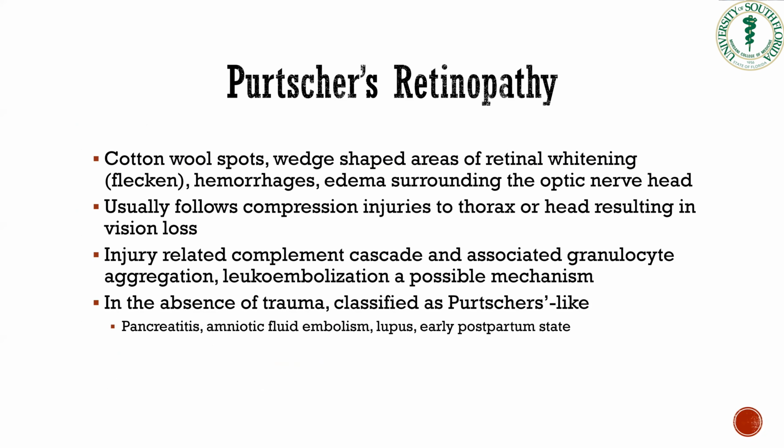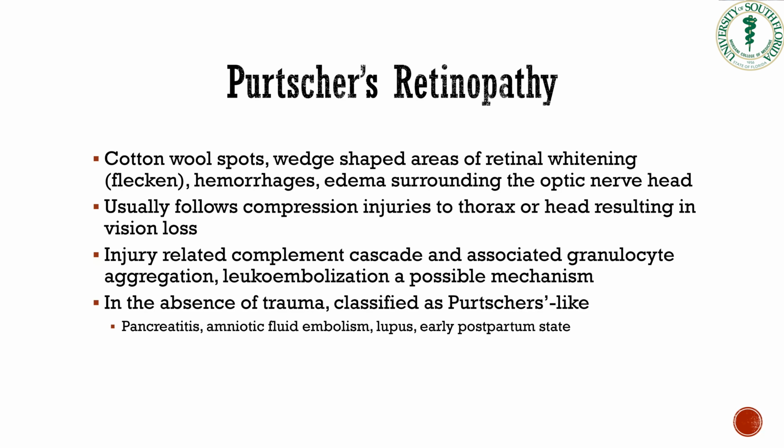So Purtscher's retinopathy, we typically see cotton wool spots, and also these flecking areas, which are wedge-shaped areas of retinal whitening at a deeper layer than the cotton wool spots. The thought is that there's non-perfusion of the radial peripapillary region of some of the capillaries, and that's where we see the cotton wool spots that tend to course over the retinal vessels, versus the flecking that goes under the retinal vessels and is more circumscribed because it involves a deeper layer of the capillaries themselves.